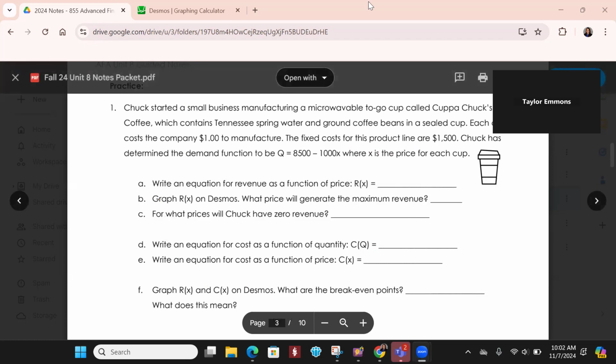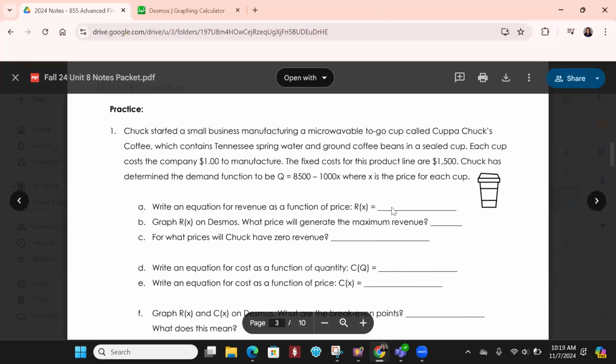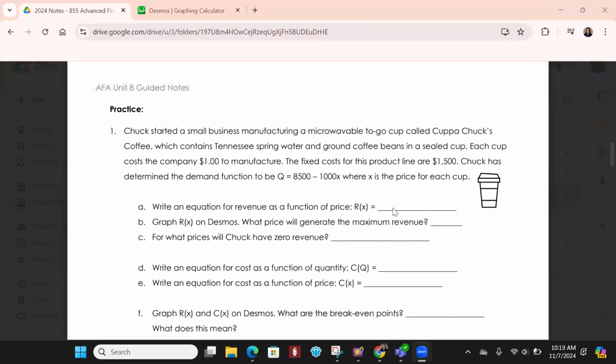Chuck started a small business manufacturing a microwavable to-go cup called Cup of Chuck's Coffee, which contains Tennessee spring water and ground coffee beans in a sealed cup. Each cup costs the company $1 to manufacture. The fixed costs for this product line are $1,500. Chuck has determined the demand function to be Q equals 8,500 minus 1,000x, where x is the price of each cup.